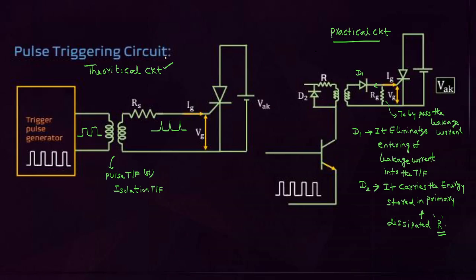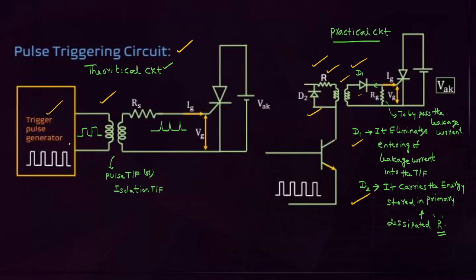In AC triggering, pulse triggering is very important. This is the pulse triggering circuit. This is the theoretical circuit, and this is the practical circuit. Please go through the purpose of the D1 diode and D2 diode that I have given. The D1 diode prevents leakage current from entering the transformer. The D2 diode provides the path for the energy stored in the primary to be dissipated in the resistor. That is the practical circuit. We have to take some precautions, so we have the extra D1 and D2 diodes.